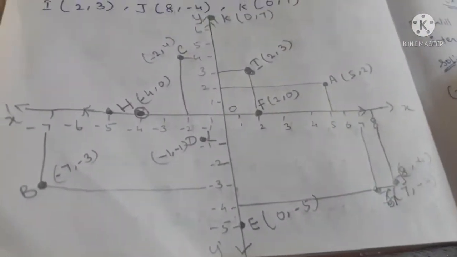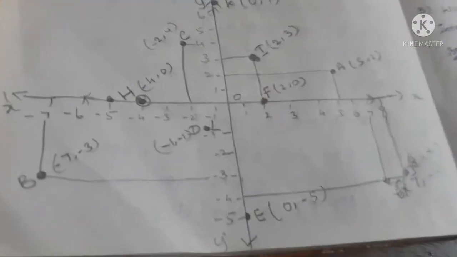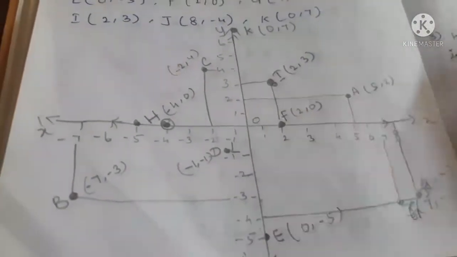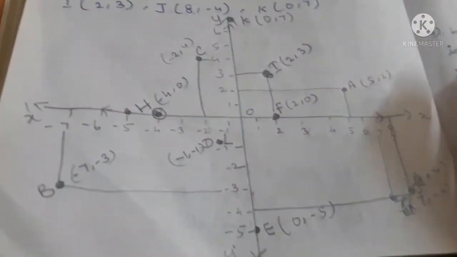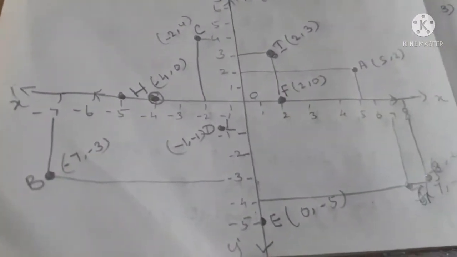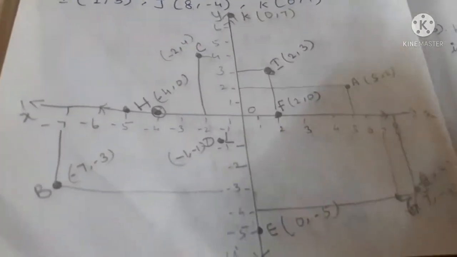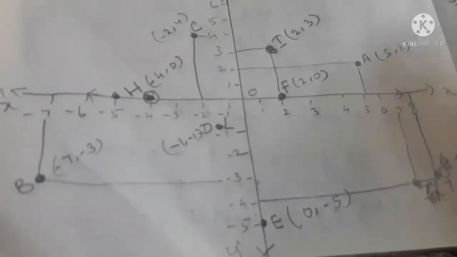So the first point is given, A, 5 comma 2. 5 comma 2 means both the values are positive, therefore it lies in the first quadrant. If both the values are negative, it lies in the third quadrant. Don't forget, if x is negative and y is positive, it lies in the second quadrant, and if x is positive and y is negative, it lies in the fourth quadrant. So the first one, both are positive, therefore it lies in the first quadrant.